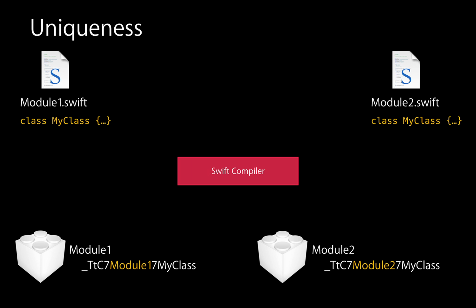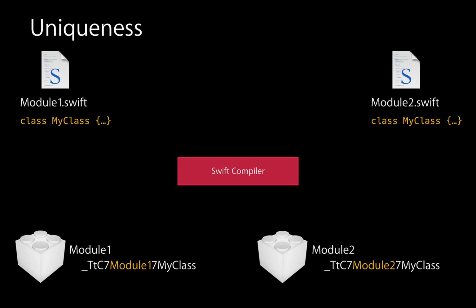There's a little price to pay. Now if I actually look at the screen and see what the name of the class became at link time, it's called underscore, uppercase T, lowercase t, uppercase C, 7, module1, 7, MyClass. And that's just for declaring a class.